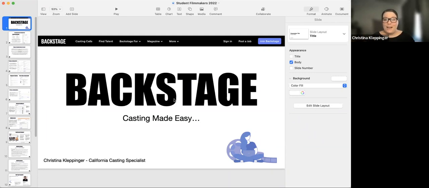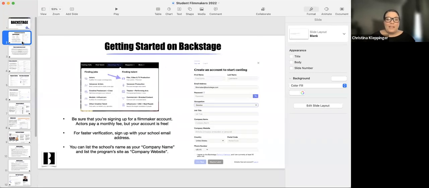If you're signing up for your account for the first time, make sure that you're signing up for that free filmmaker account. And actually, they've made this much easier to find. When you log into the site for the first time, you'll see this banner across the top. And if you click on Backstage 4, it'll give you the option to click on to finding talent rather than signing up for that actor account. So don't pay for the actor account if you don't need it. This is what that drop down will look like.